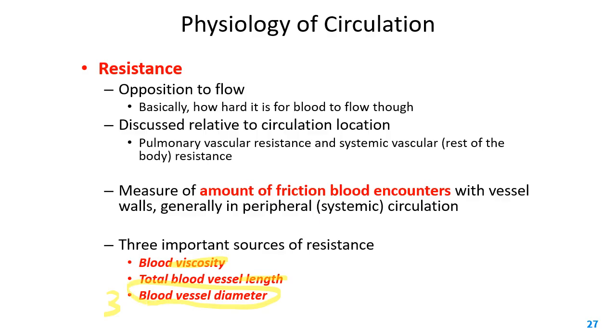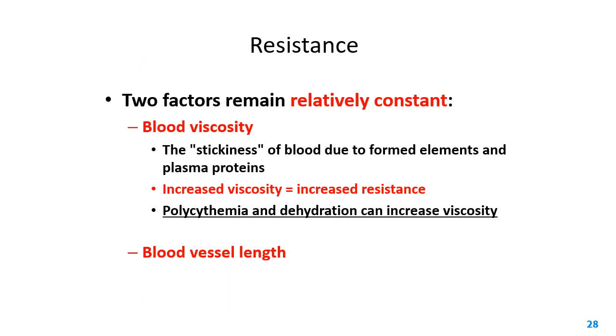Why is that the most important factor? Any guess? Because you have basically no control to change the other two factors. So if you want to control your blood pressure and blood flow, the only thing the body can control here is really the diameter of the blood vessel. Okay, so let's see what's happening here. But these are the three factors that can influence resistance.